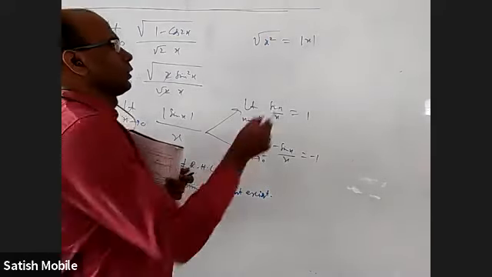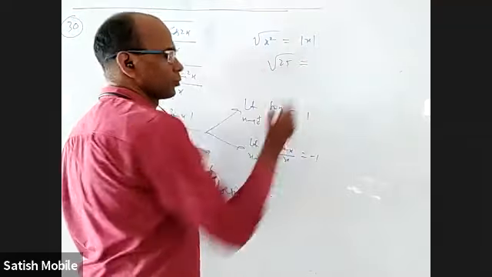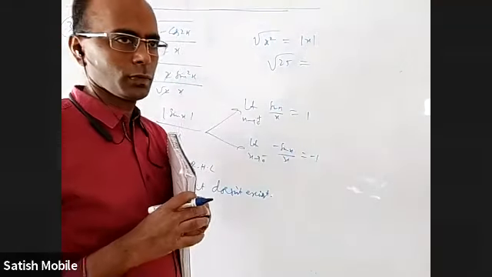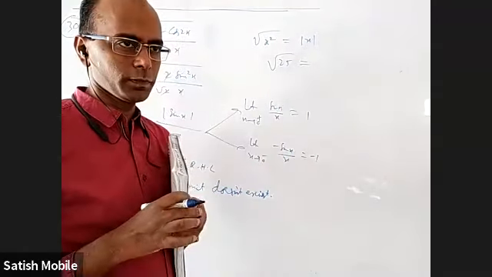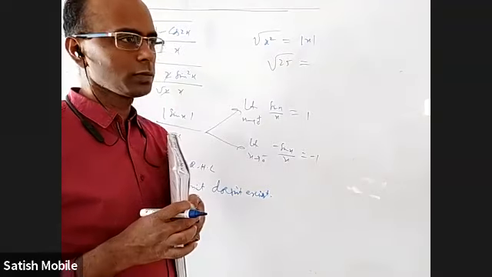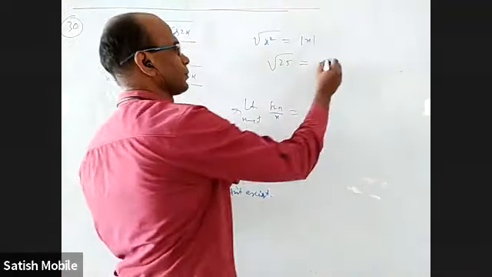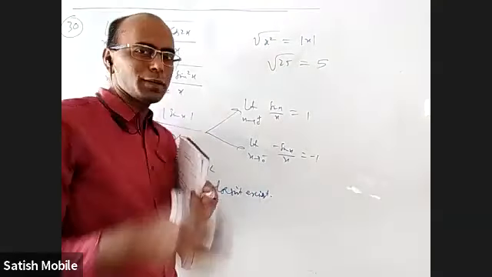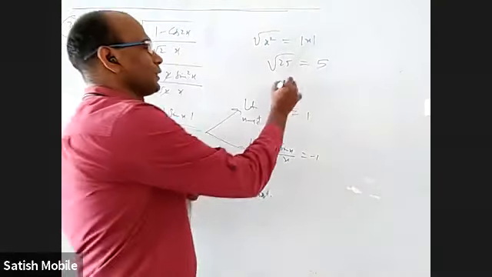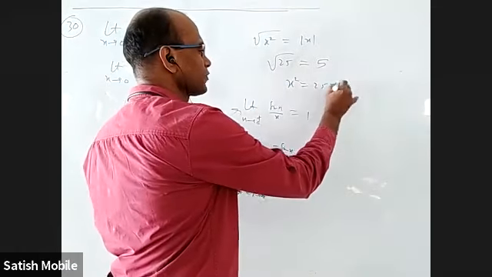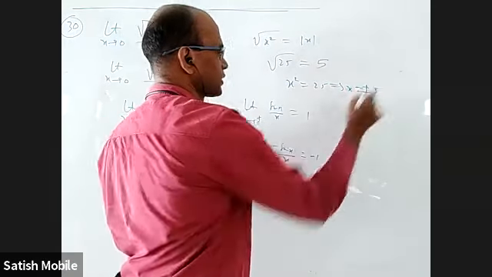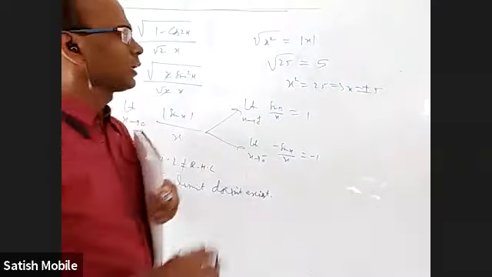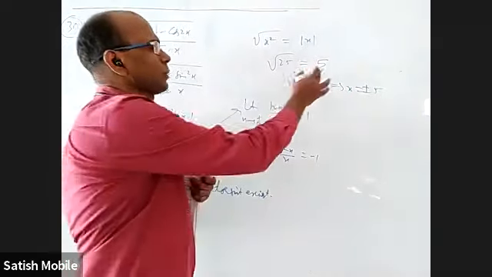Oh, root 25. What is the answer? Is it plus or minus 5 or only 5? No, it is only 5. What are you studying all these 2 years? Right in the beginning of first year, we said if we take x square equal to 25, x equal to plus or minus 5. No doubt about it. But it is only plus 5 and not minus 5.